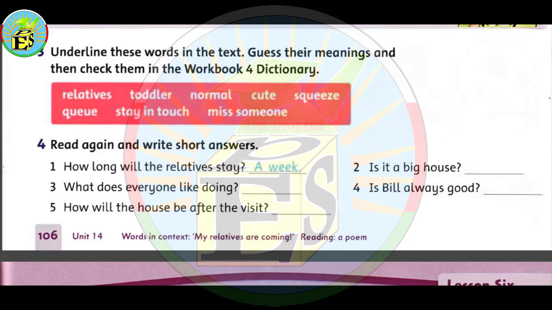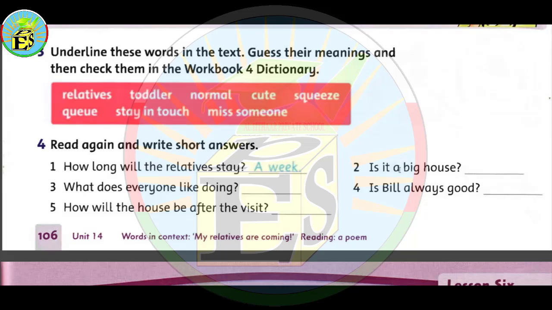Now we will move to the last task or activity that we have on this page, which is task number 4. We have to read the poem again. You're going to listen to it again, and then you have to write short answers for the following questions. The first one is done for you, and it is how long will the relatives stay? The answer is a week, because they're asking you to write short answers.